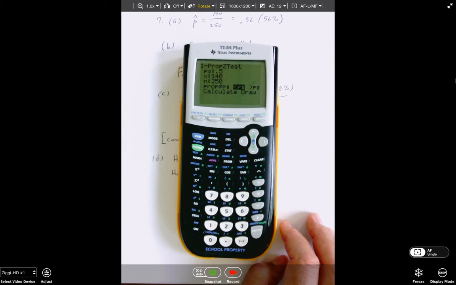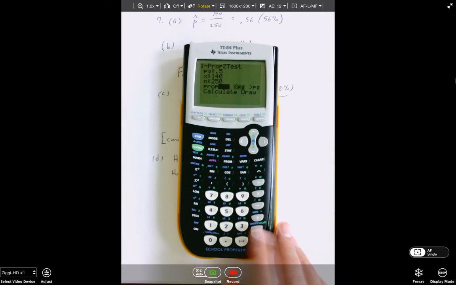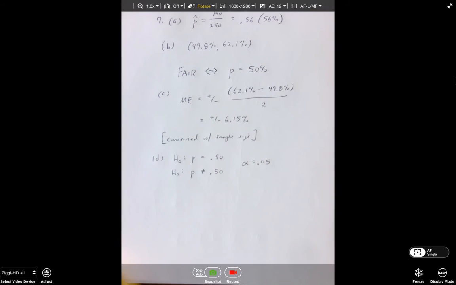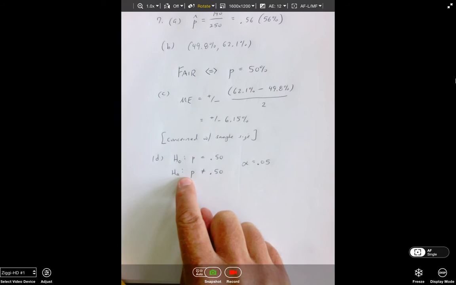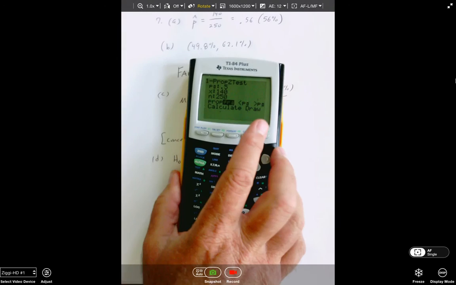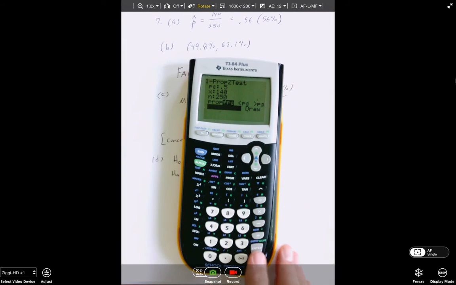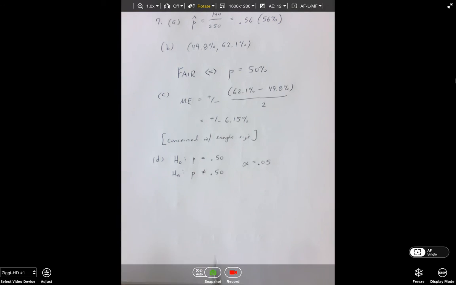So I've got 0.5, and I'm testing less than. Or I'm sorry, testing not equal to. A fair coin, the reason I don't put less than or greater than right there is fair could either be far too many heads or far too many tails. So either side, I have unfair. I'm going to calculate on the p-value. So my p-value is 0.058.